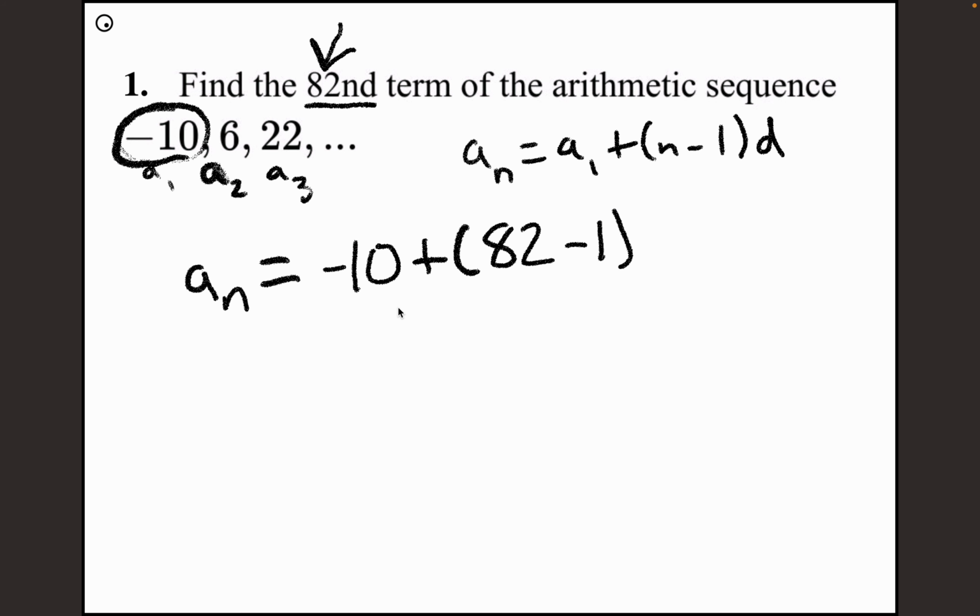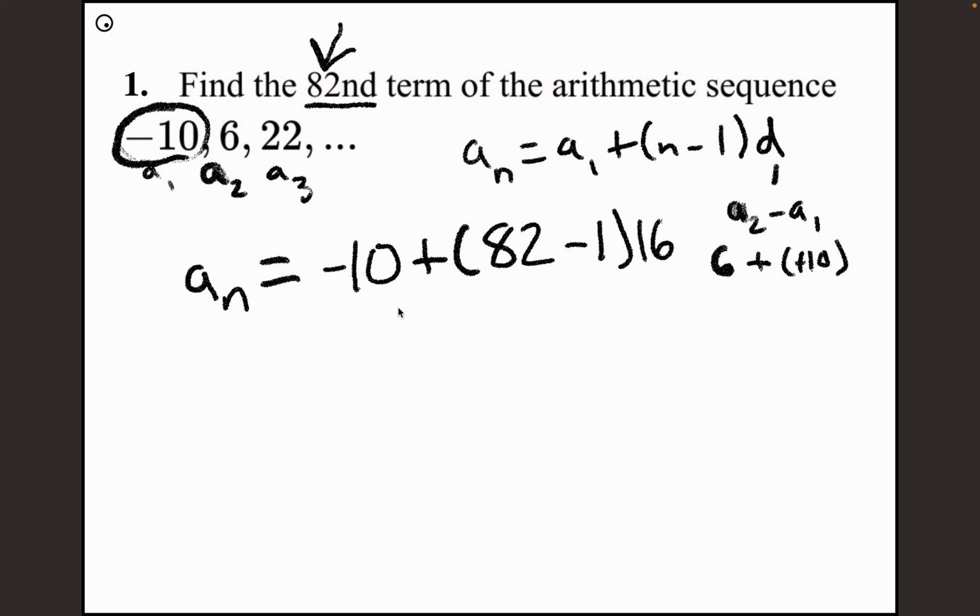Now we need to find the difference, okay? That difference is a2 minus a1. So if we look at our terms right there, our a2 is going to be 6. We're going to subtract negative 10, okay? So when we have 6 minus a negative number, that's going to become positive. So our difference is going to be 16, because that becomes 6 plus 10, so that would be 16. All right, and then here's our equation, and we just solve from there.